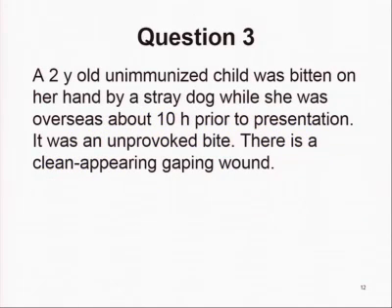All right, question 3. A 2-year-old unimmunized child was bitten on her hand by a stray dog while she was overseas about 10 hours prior to presentation. It was an unprovoked bite. There is a clean appearing gaping wound.